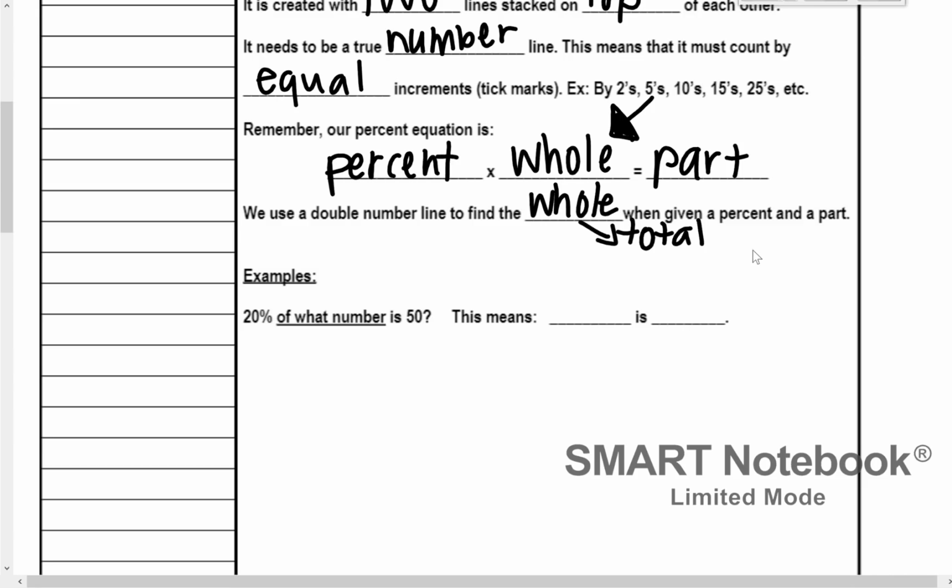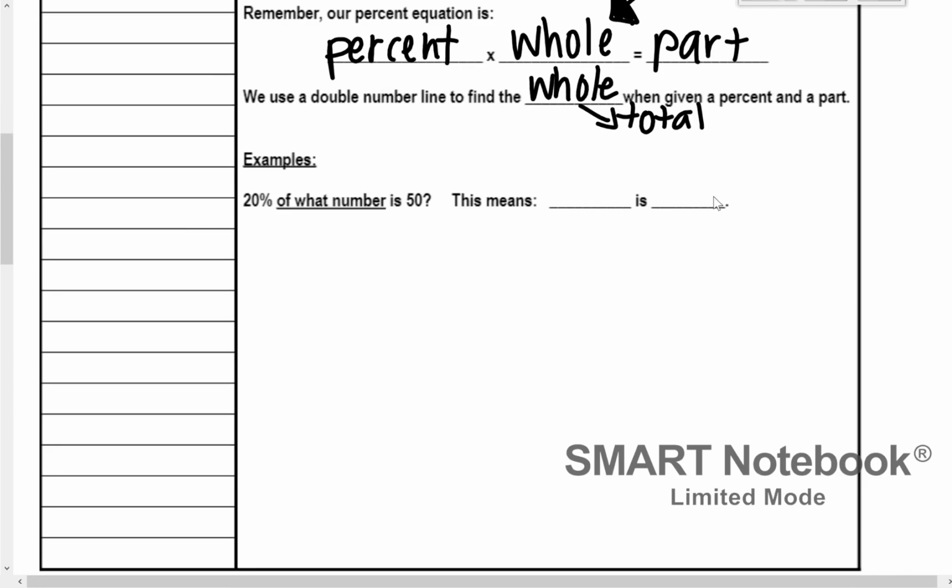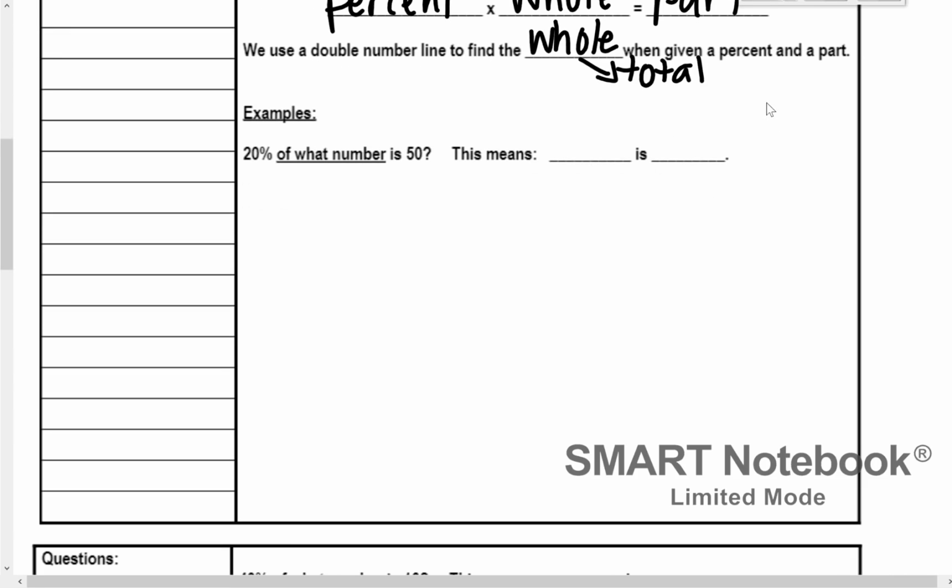All right, so let's just go into some examples. I think that this will make a lot more sense once you see an example of it. So this type of question is going to say 20% of what number, because this is our whole, this is our total. So 20% of what number is 50. Okay, what this means is that we take out "of what number," and it reads 20% is 50. So this means that 20% is 50.